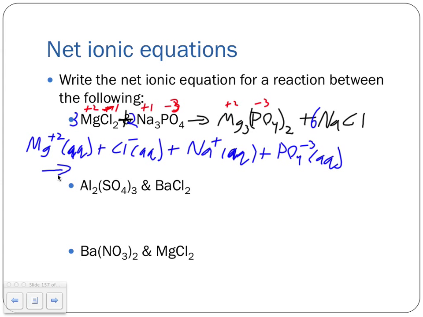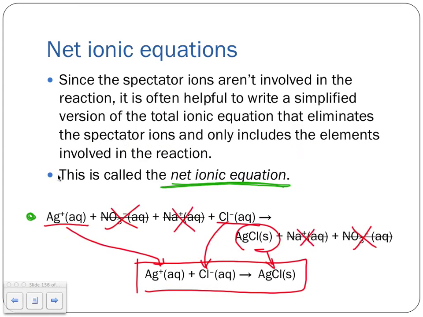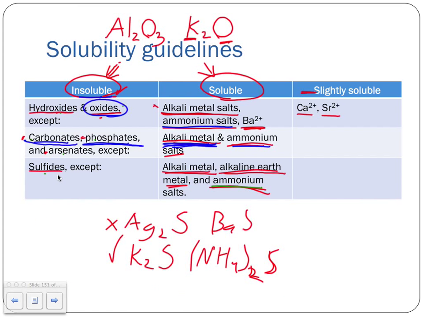And so on the other side, we say Mg3(PO4)2, magnesium phosphate. So looking back at our rules here, phosphates, it said, are insoluble unless it has an alkali metal or ammonium. Well, magnesium is an alkaline earth metal, not an alkali metal. So this is insoluble because phosphates are insoluble unless they're one of those two.